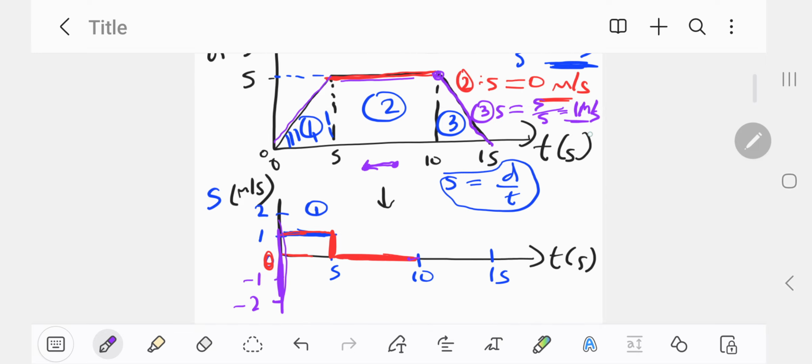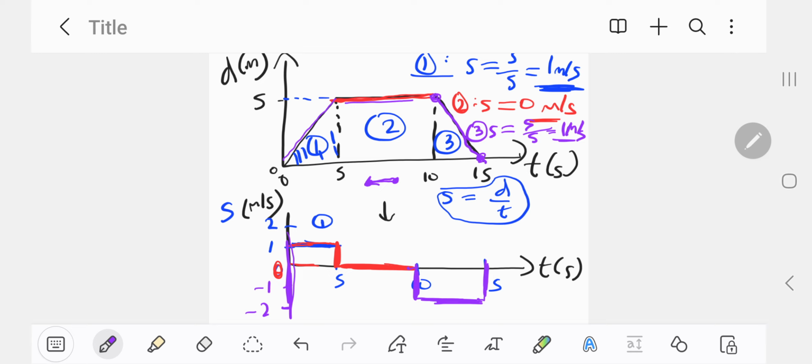So after standing still, you move at 1 meter per second. So this goes back up to 1. So minus 1 in this case, and a flat line because it's moving at constant speed, right? And it goes back to 0 over here. So you draw a line back to 0, and that's it.